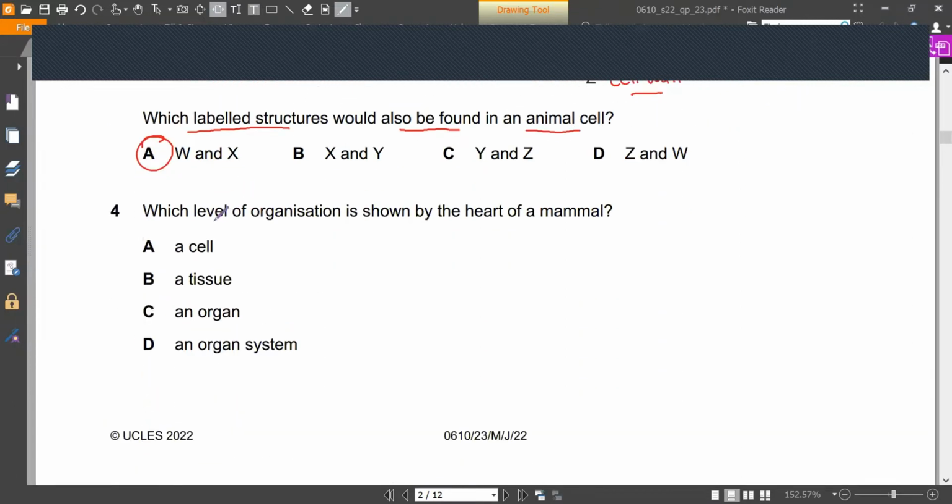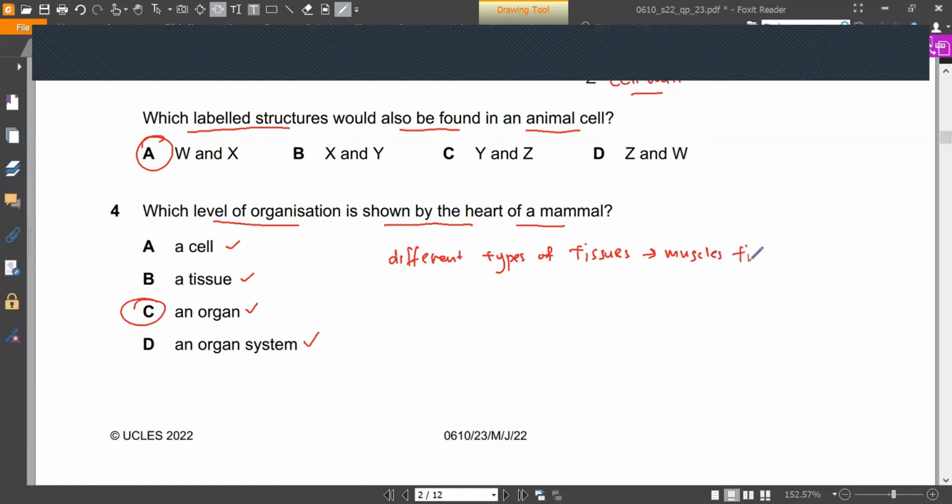Which level of organization is shown by the heart of a mammal? So what is the heart of the mammal? Is it a cell, a tissue, an organ, or an organ system? We know that it is an organ. Because why? It's made out of different types of tissues. Excellent.